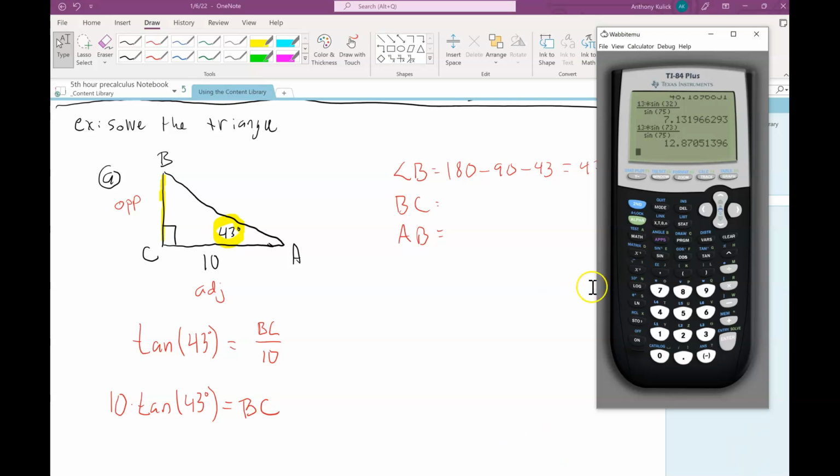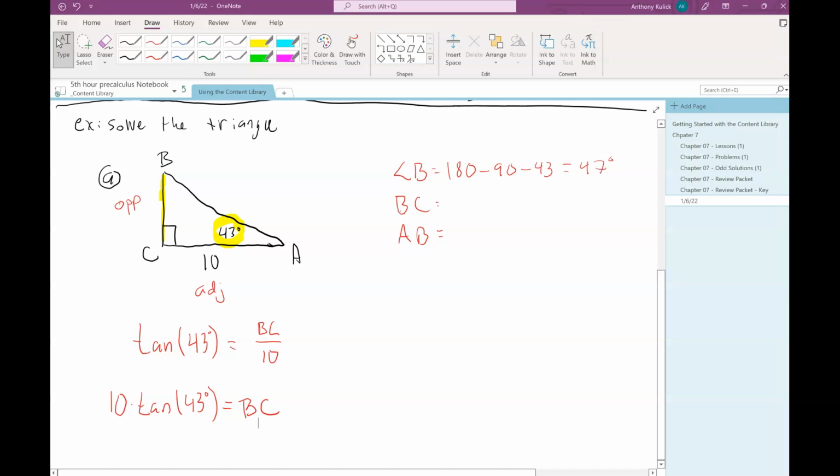Okay. So let's check our mode real quick. I am in degree mode. So just do 10 times tan 43. And that comes out to 9.33. So far, so good.